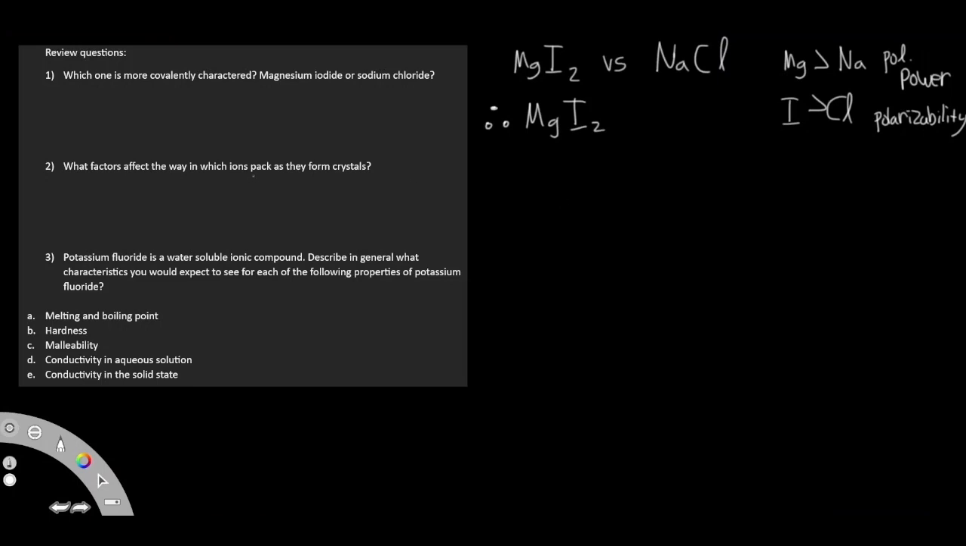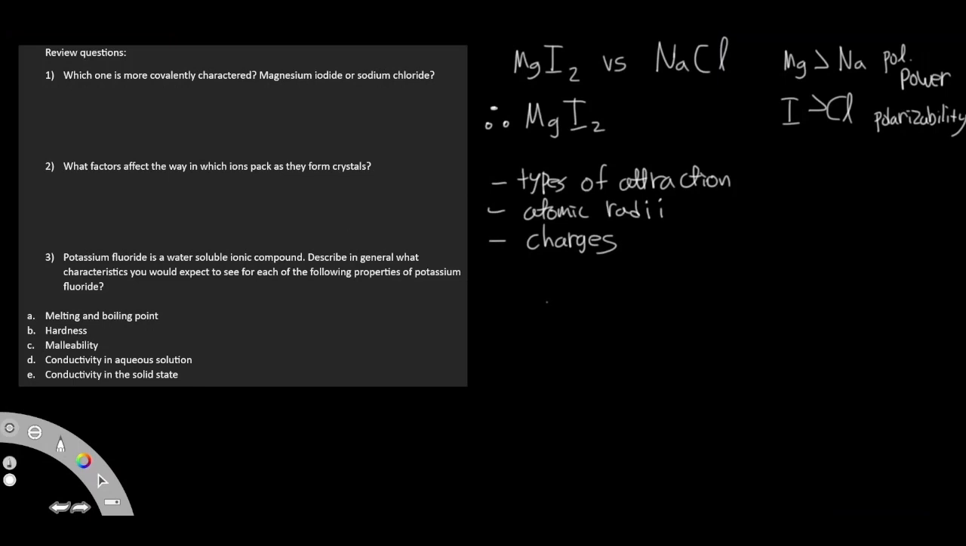What factors affect the way in which ions pack as they form crystals? Well, we did look at the different types of attraction, because we looked at some exceptions with the charges being greater but also being of the same magnitude for the cation and the anion. And obviously what's more obvious is the radii, and of course, the charges. So all of these are factors to consider when ions pack to form crystals.